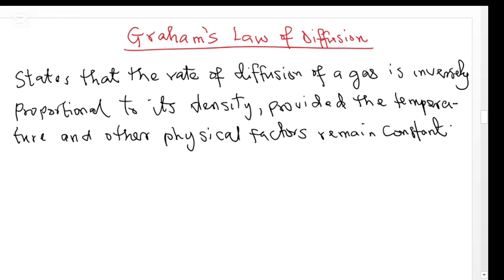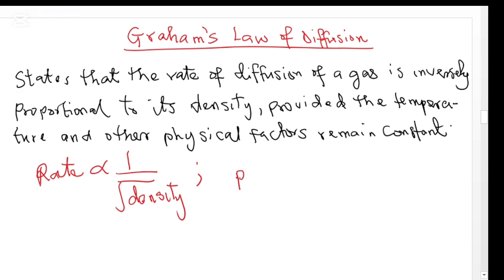So Graham's law of diffusion can be expressed mathematically as R, that's rate of diffusion, is inversely proportional to the square root of what? Density. So it means R is inversely proportional to the square root of D. So let's remove the proportionality sign. It will be R is equal to K over square root of D.